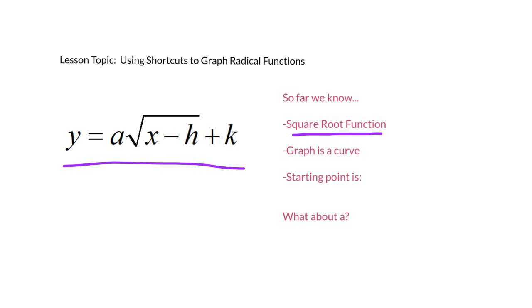We know the graph is a curve. And that curve, again, can go up and to the right. That curve could go up and to the left. That curve could go down to the right, or it could go down to the left. So there's a lot of different ways the curve can go. And the starting point we know is (h, k). So those are some basics of radical functions so far.